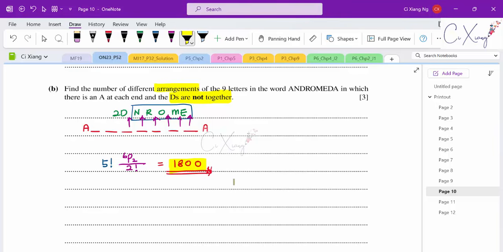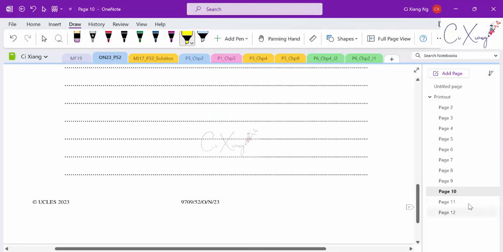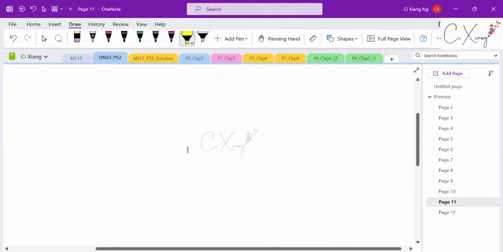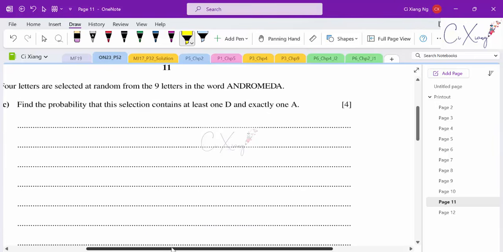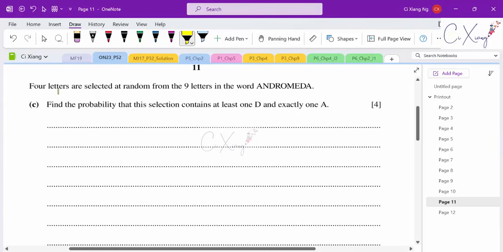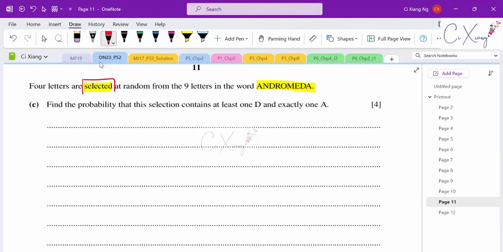Alright, then let's continue to part C. For part C, again, now 4 letters are selected at random from the 9 letters in this word. I want you to highlight the keyword selected. When you see the word selected, it means that this is a combination question. So in your steps, basically you're having nCr.